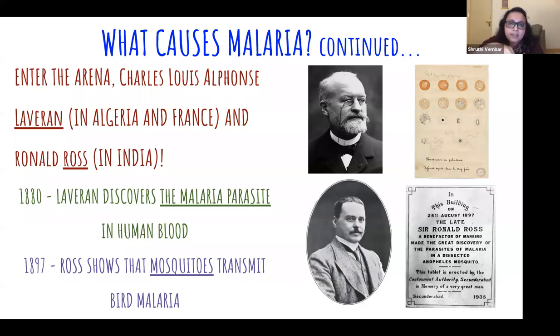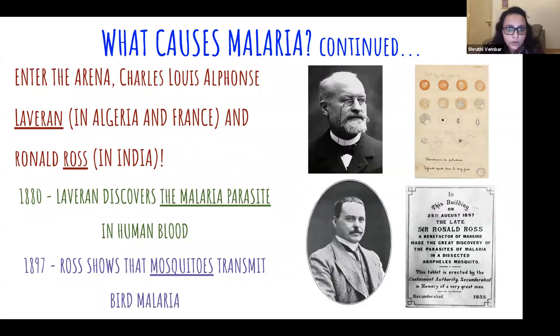And he found that in the stomach of these mosquitoes, he could actually see parasites. So that is how he says that mosquitoes are the ones that transmit malaria. And even now, if you ever go to Secunderabad in Hyderabad, there is a plaque which says that Sir Ronald Ross, a benefactor of mankind, made the great discovery of the parasites of malaria in a dissected Anopheles mosquito.